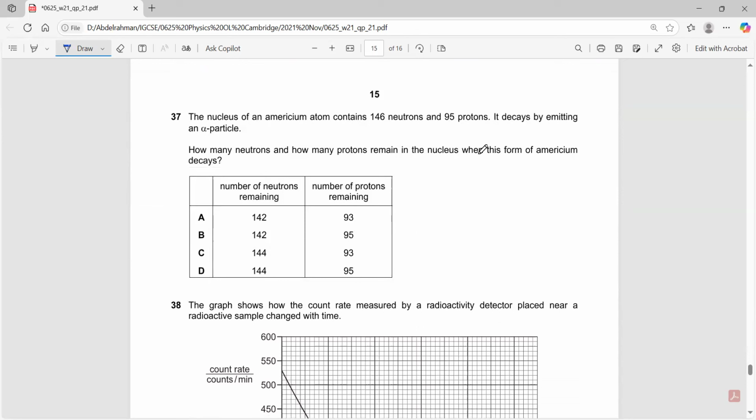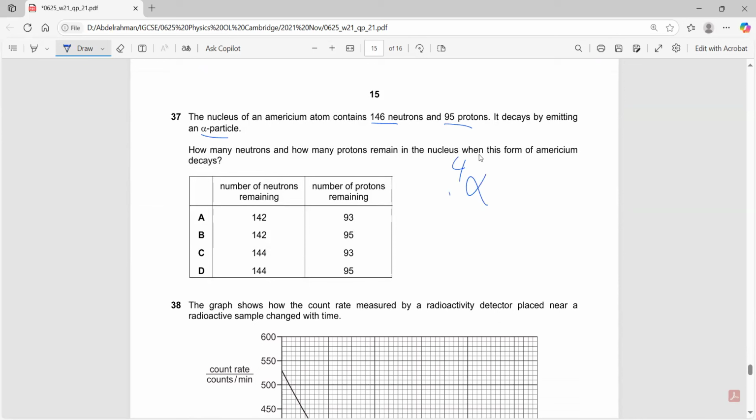Question 37. Nucleus contains 146 neutrons, 95 protons. It decays by emitting an alpha particle. How many neutrons and how many protons remain when this form of americium decays?